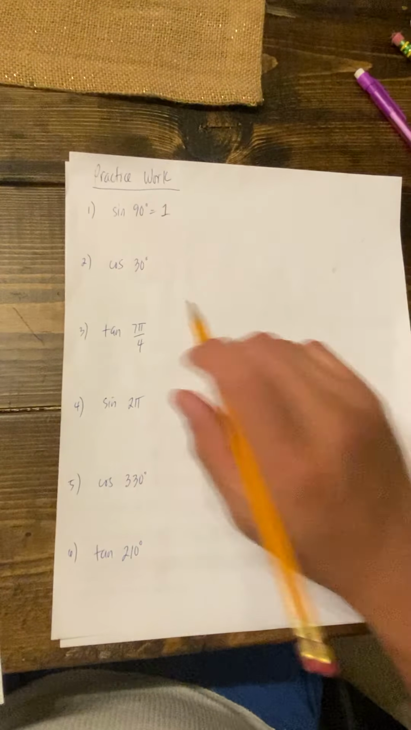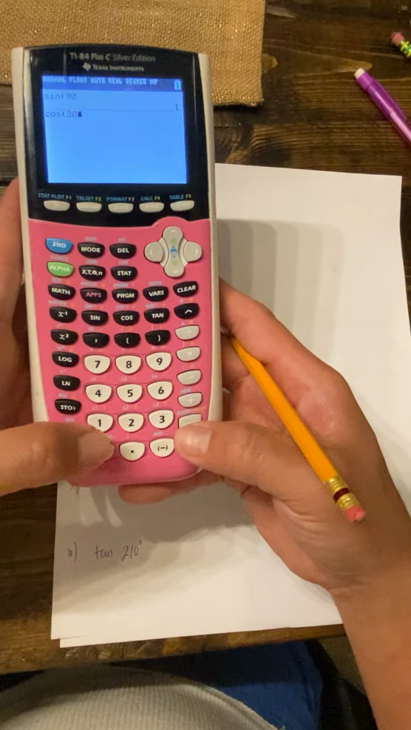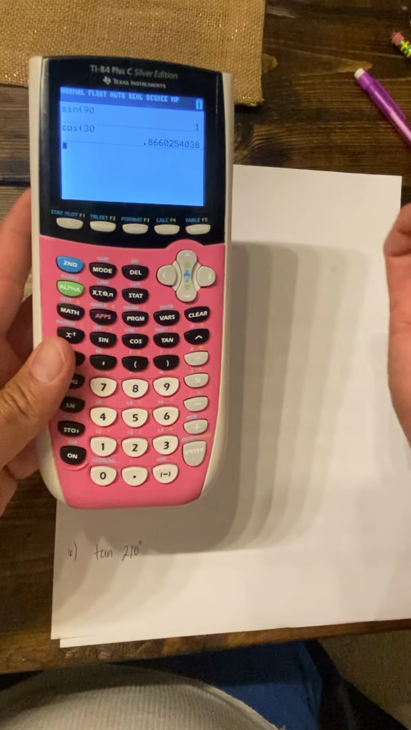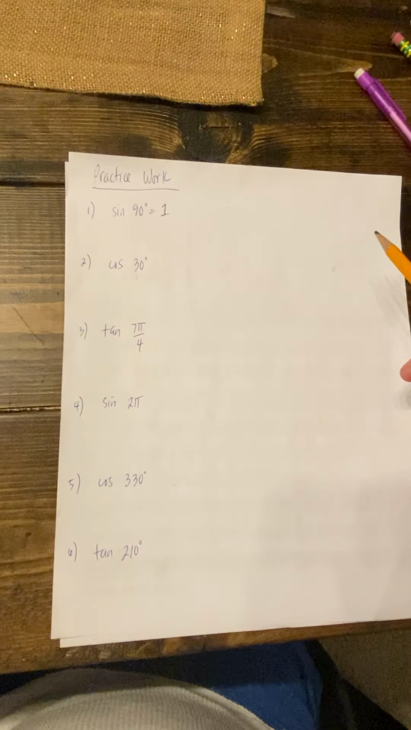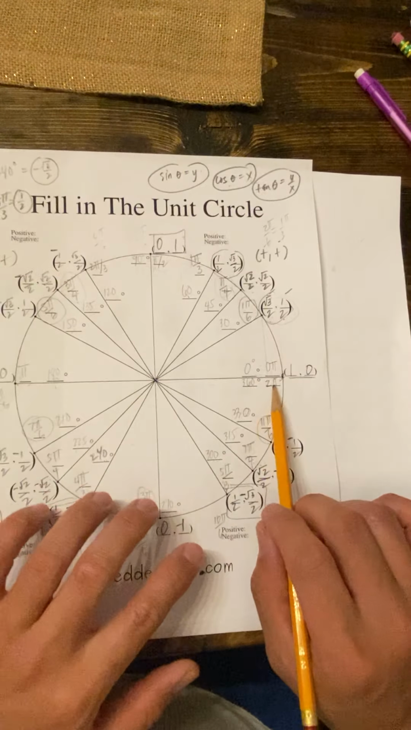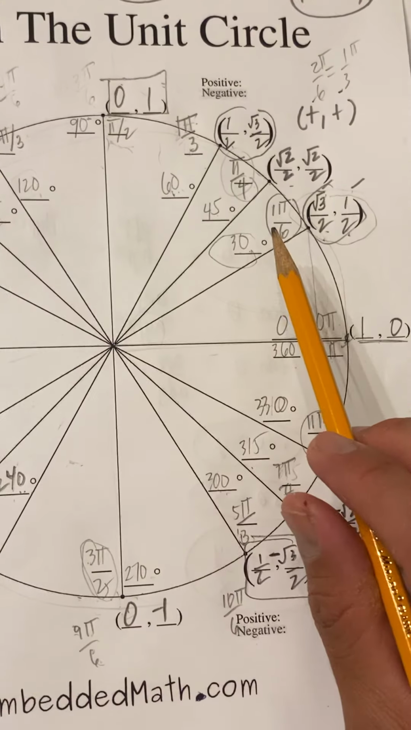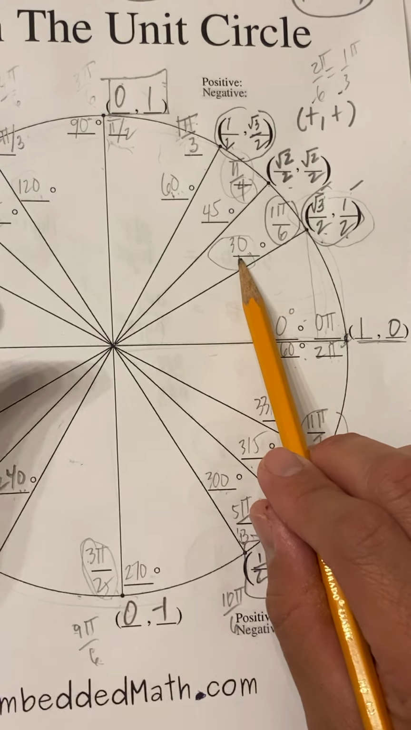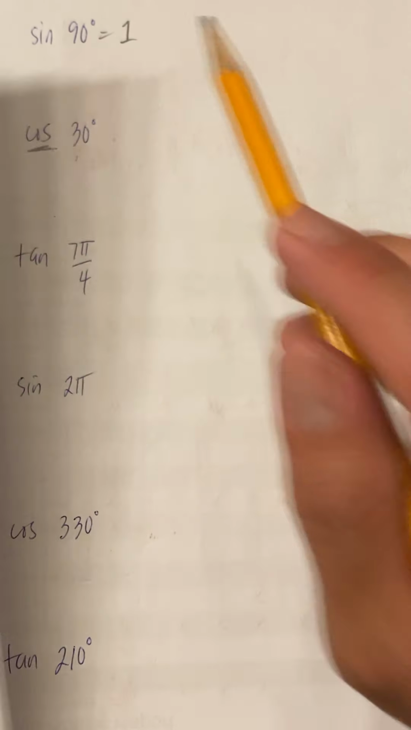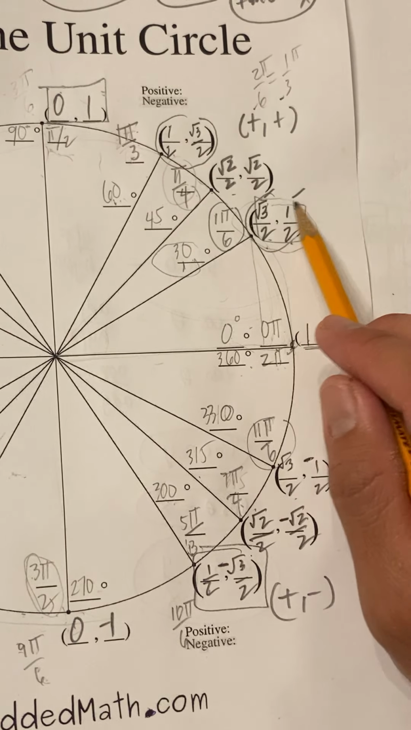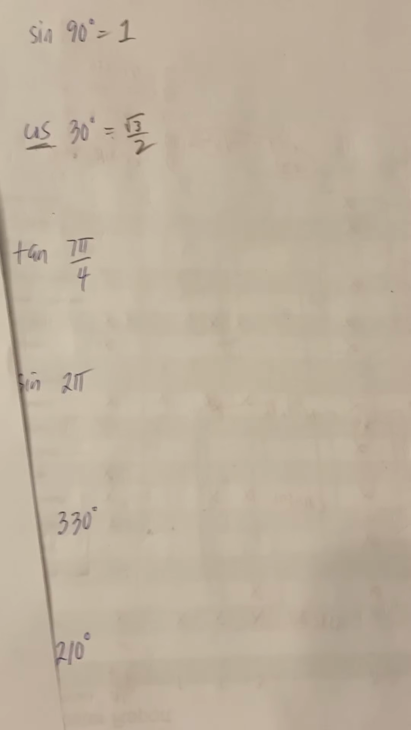Easy. Okay. Cosine 30, if you do the cosine 30, it's 0.866. What's that number? We do not know. For us to know that one, go to the 30 degrees. Where's the 30 degrees? There's your 30 degrees. What is the x value there? X value, because it's cosine, that's why it's x value. X value here is square root of 3 over 2. So the answer there is square root of 3 over 2.